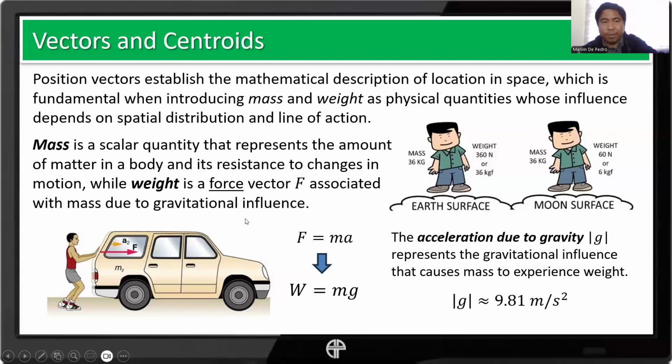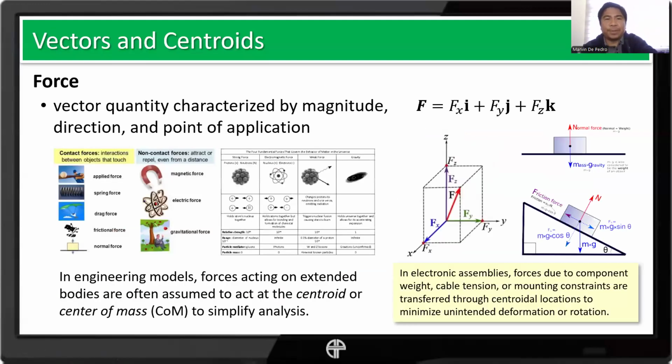and we're going to talk about that in the next modules. In the meantime, let's formally introduce force before we end this part and move to the next section. Force, we already mentioned it a while ago. It is a vector quantity characterized by magnitude, direction, and point of application.